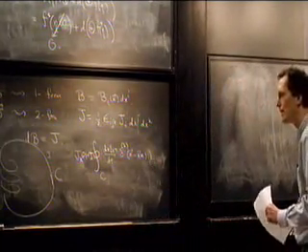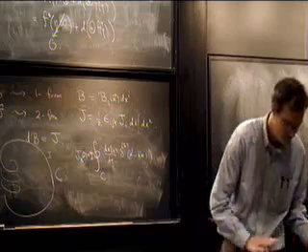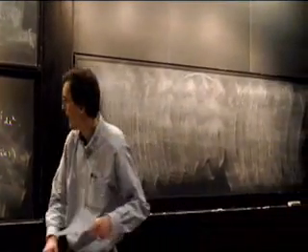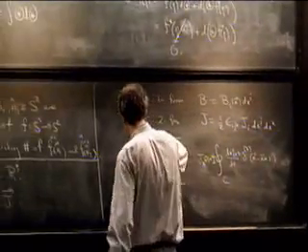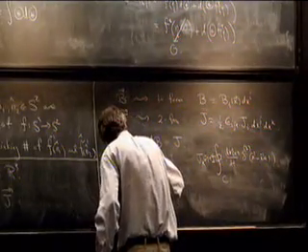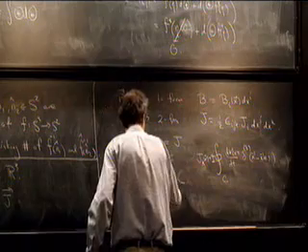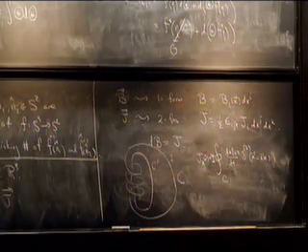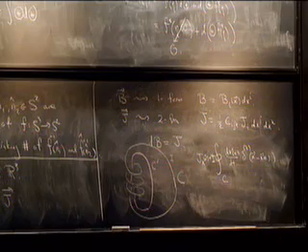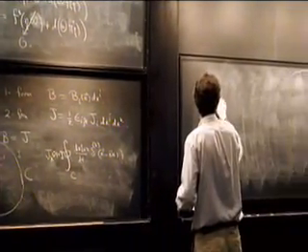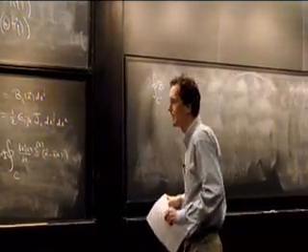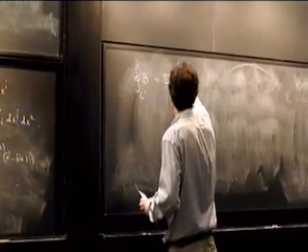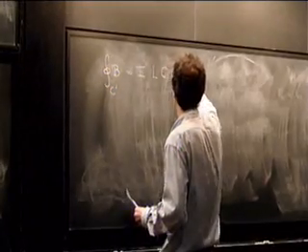Right, okay, so now let's consider another loop, C prime, and let's consider the integral of B around C prime. So I claim that this is equal to I times the linking number of C with C prime.